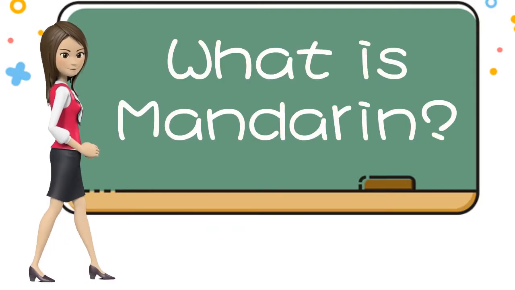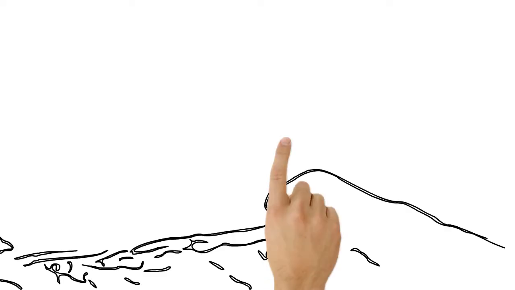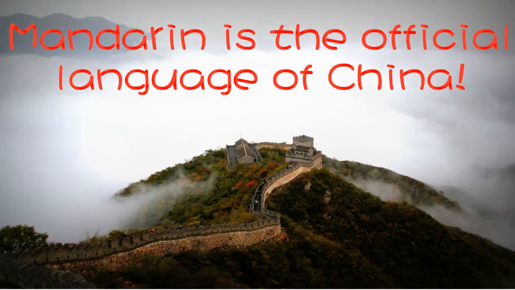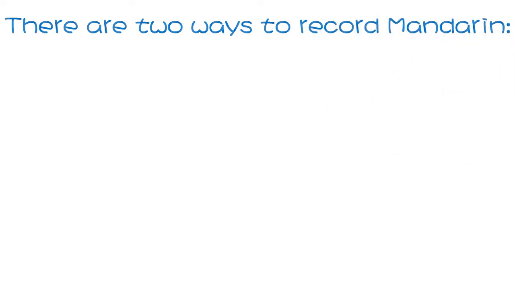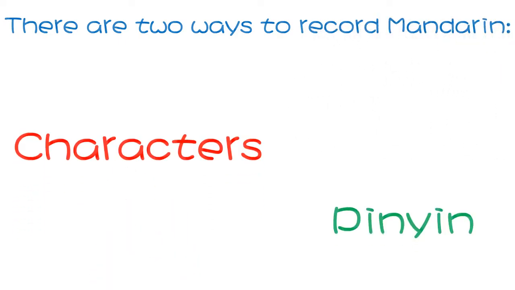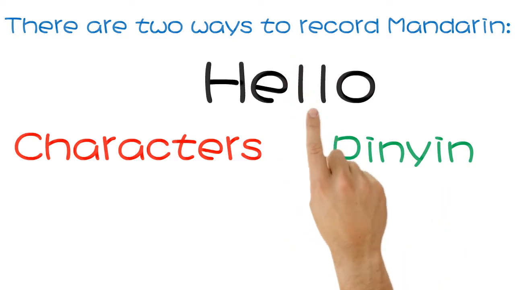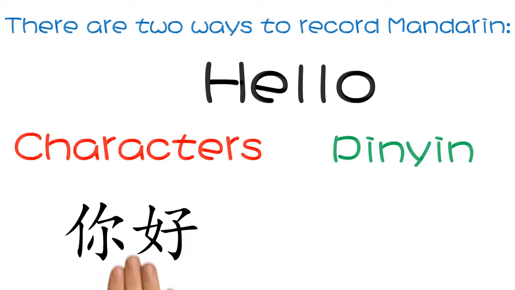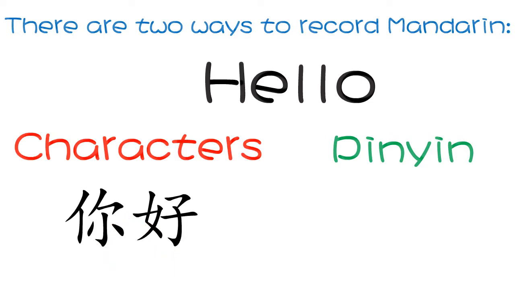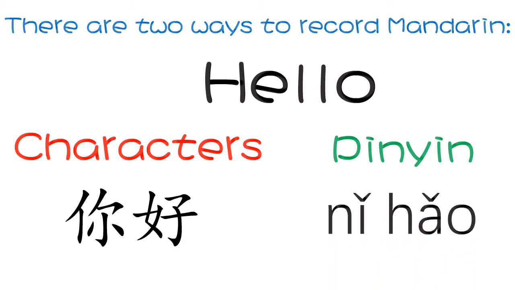So, what is Mandarin? Mandarin is the official language of China. There are two ways to record Mandarin: characters and Pinyin. For example, hello written using characters is 你好, and the pronunciation written in Pinyin is nǐ hǎo. These characters are used to write Chinese.